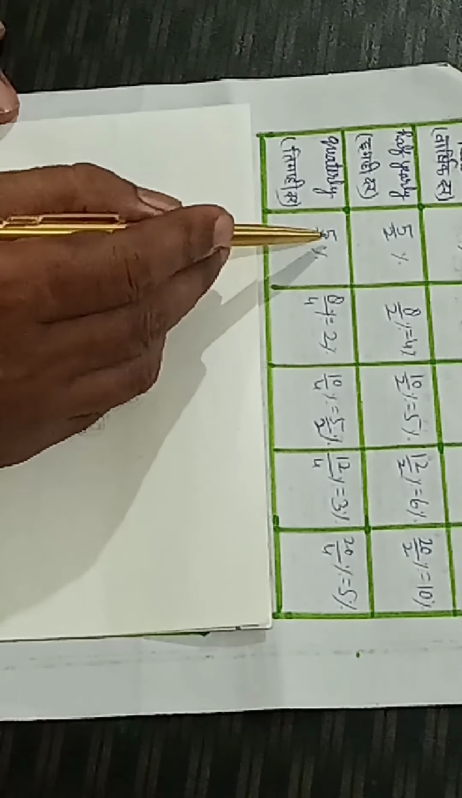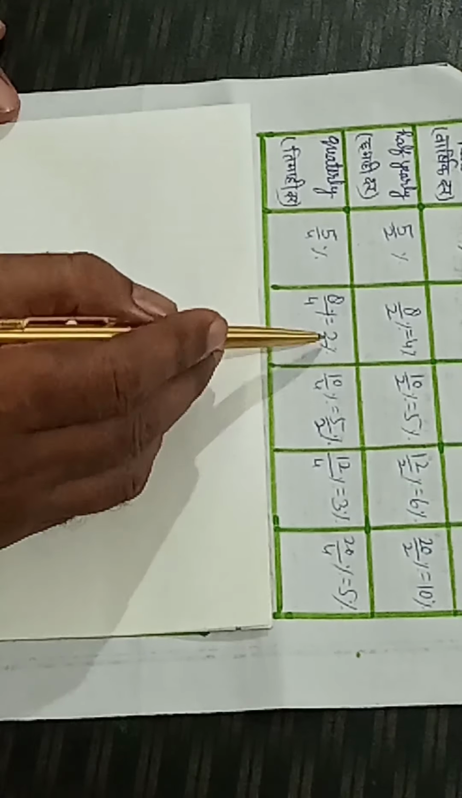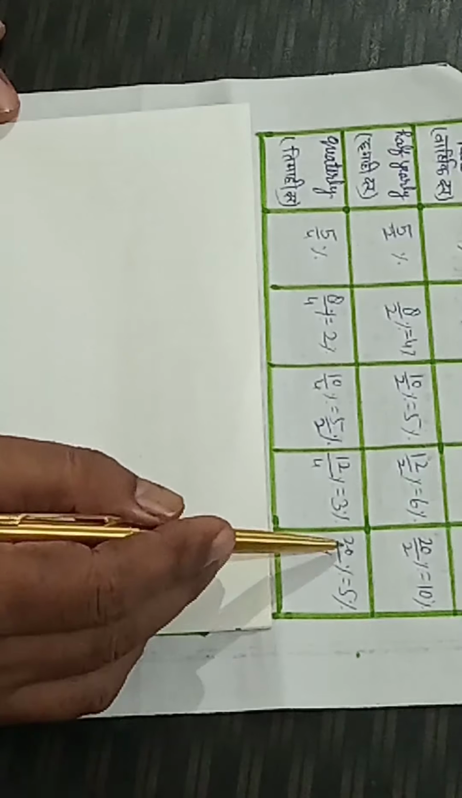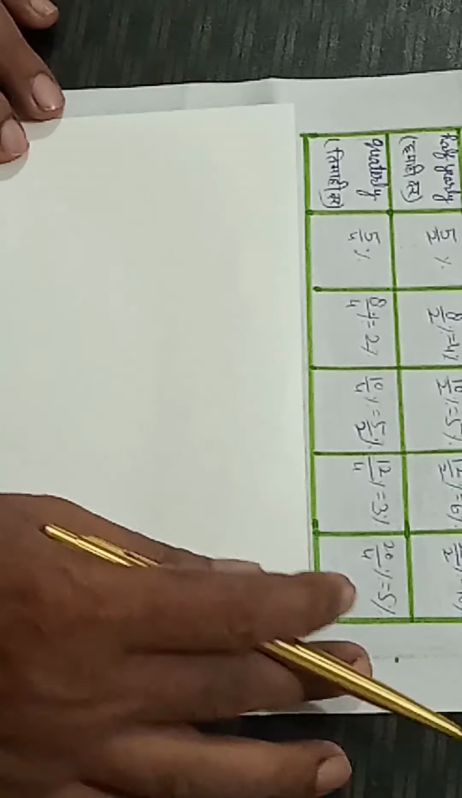अगर कंपाउंडेड क्वार्टरली है तो इंटरेस्ट रेट होंगे 5 by 4%, 8 by 4 2%, 10 by 4 यानी 5 by 2%, 12 by 4 3%, 20 by 4 5%. This is the table for rate.